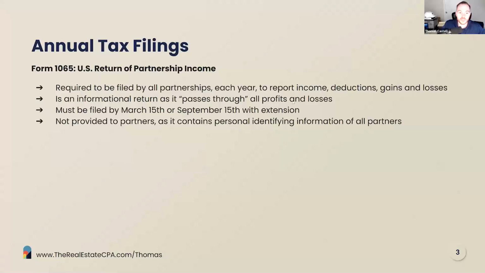So first things first, annual tax filings, Form 1065. This is the tax return that the partnership is going to file. It's going to be the syndicate or fund. It's required by all partnerships, and it reports the income, deductions, gains, losses, and all of the other information required for partnerships on Form 1065.